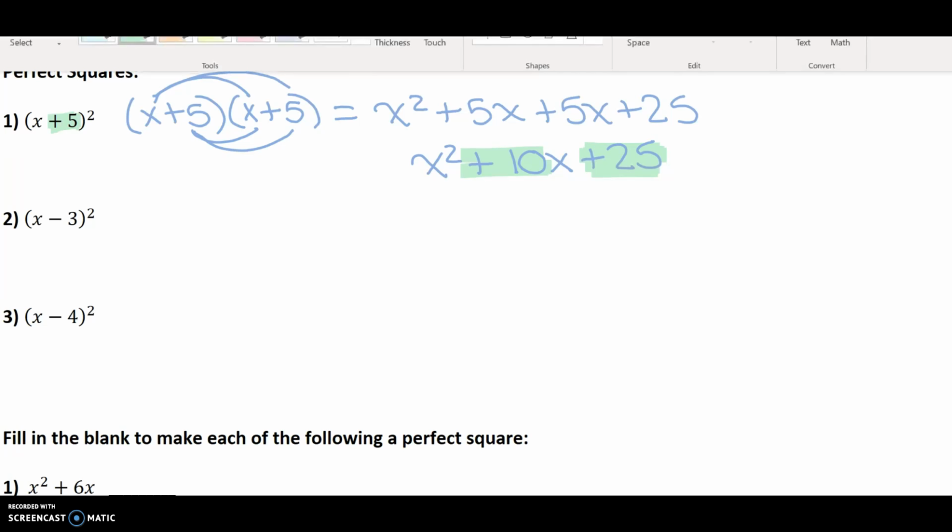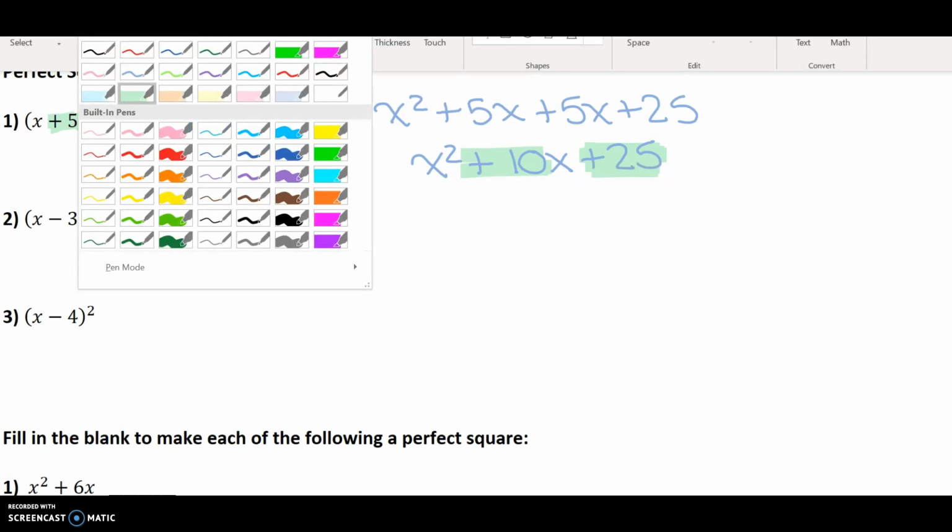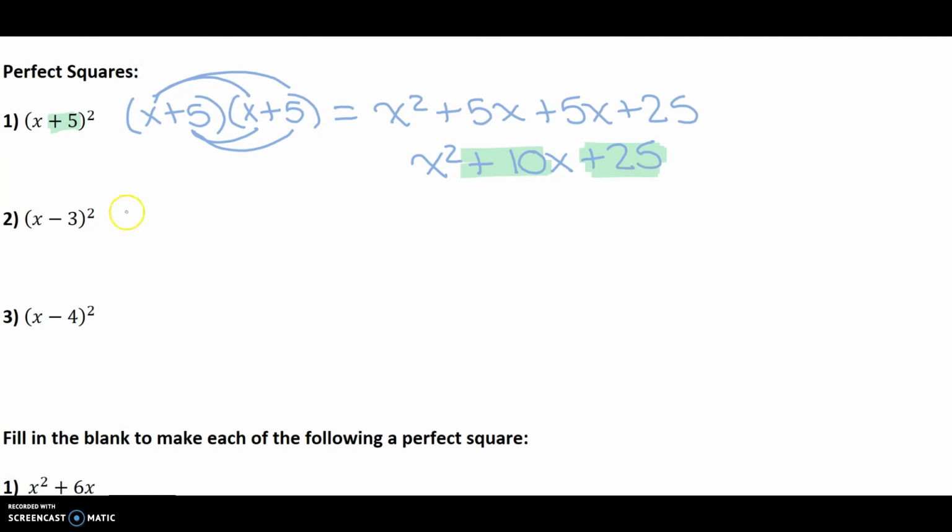So we can use that same trick to go ahead and multiply x minus 3 times x minus 3. So our answer is going to come out to x squared. Our middle term is going to be negative 3 plus negative 3, or negative 3 times 2, which is negative 6x. And our last term is going to come out to be negative 3 times negative 3, or negative 3 squared, which is positive 9.